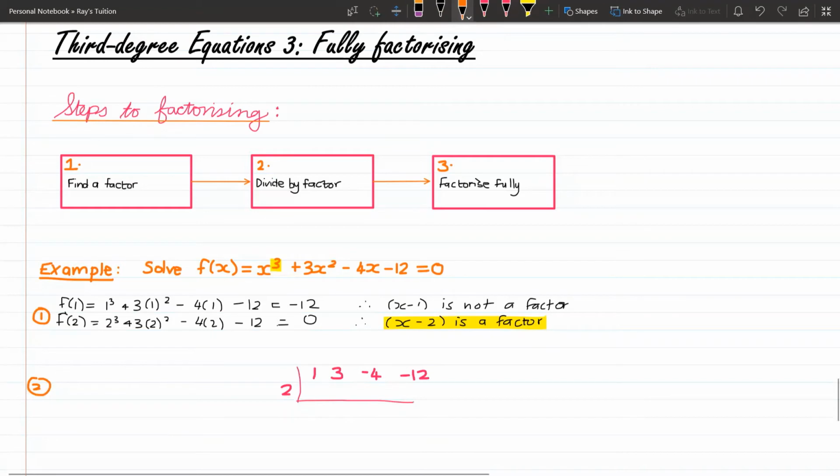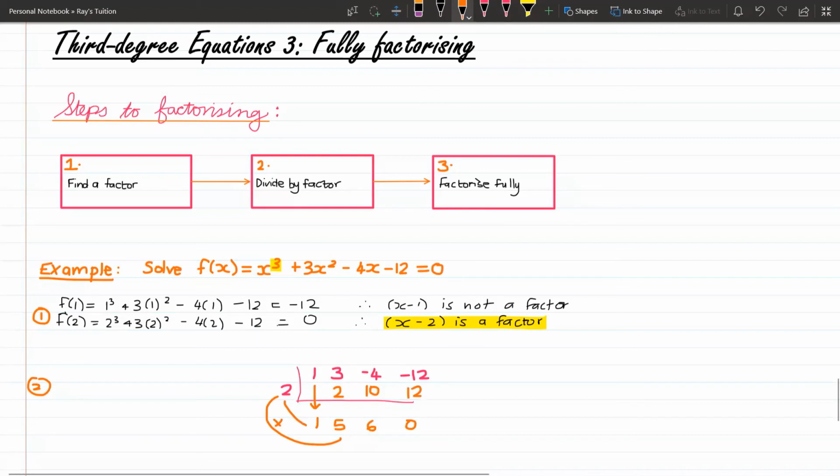So the first part of this synthetic division is to bring this 1 down. Then we multiply, so 2 times 1 is 2, and we put it over there. Then we add, so 3 plus 2 is 5. And then we repeat the process. 2 times 5 is 10, and then we add, and we get 6. And 2 times 6 is 12, and we add, and we get 0.